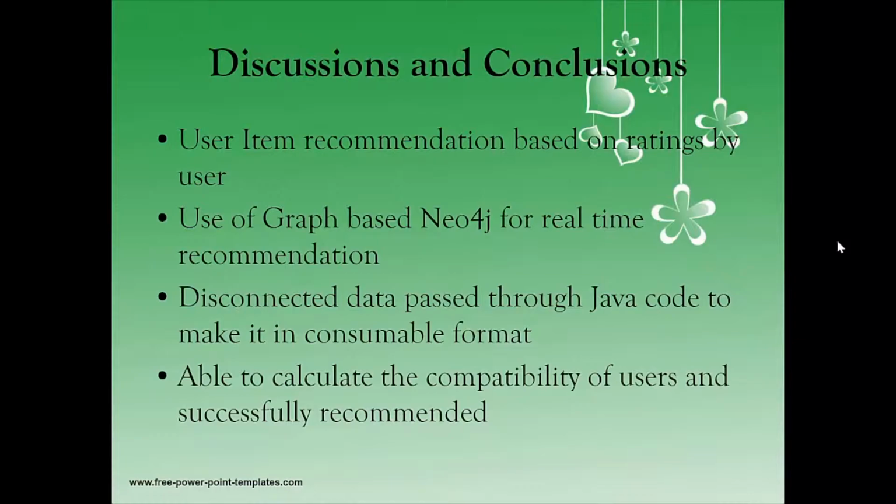So to go for real-time recommendation along with fast results, we chose graph-based Neo4j database to do the dirty work of complex data storage. As we could not find consumable data for our graph, we extracted disconnected data from the internet, wrote Java code to transform this data to the consumable format, and then used Cypher query to load the dataset. Eventually, we were able to calculate the compatibility of the users and successfully recommended.